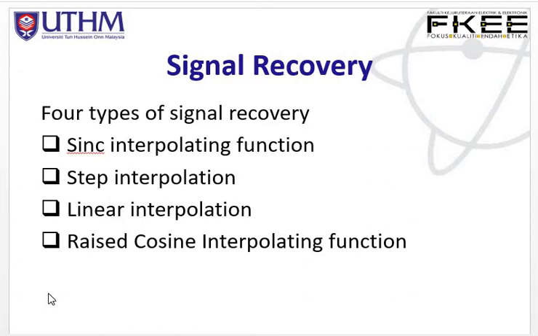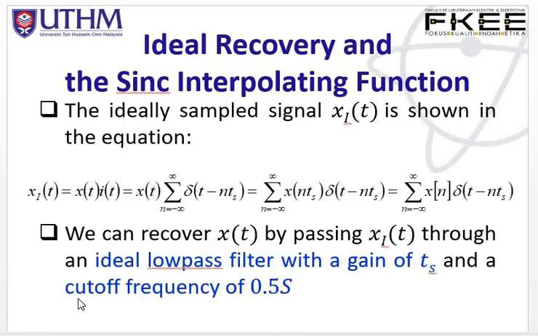There are four types of signal recovery: the sinc interpolating function, step interpolation, linear interpolation, and raised cosine interpolating function. Now, let's talk about the ideal recovery and the sinc interpolating function. The ideally sampled signal, we call it x_i(t), where i refers to ideal, is shown in the equation.